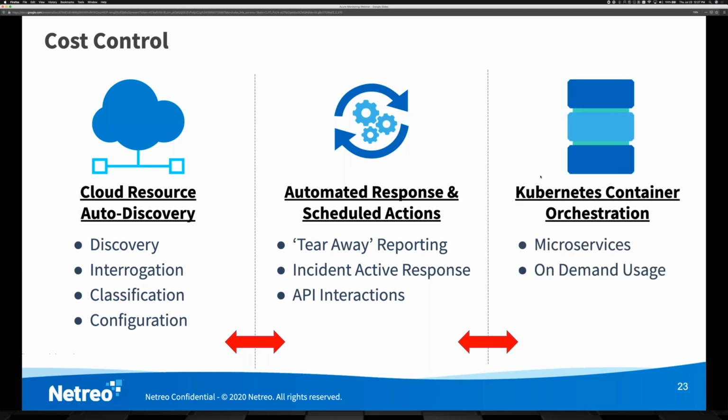Now, the last subject I want to tackle with regard to cost control is that of Kubernetes container orchestration. This is actually the perfect segue into the topic we're going to discuss next, which is the new Netreo aaS feature, right? As it pertains to cost control, using container technology with Kubernetes, you're deploying a separate service to handle both resource auto discovery and then also automated responses to adverse conditions.